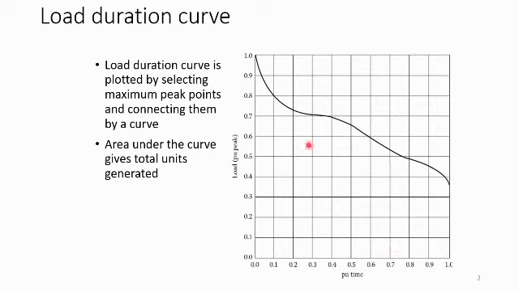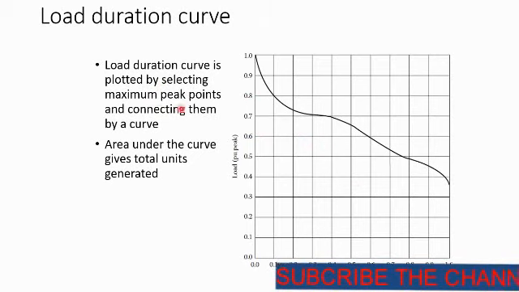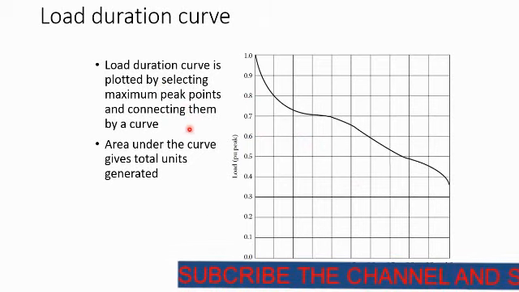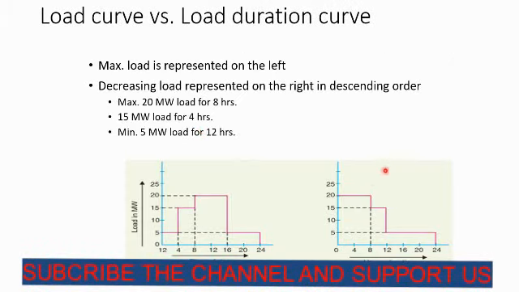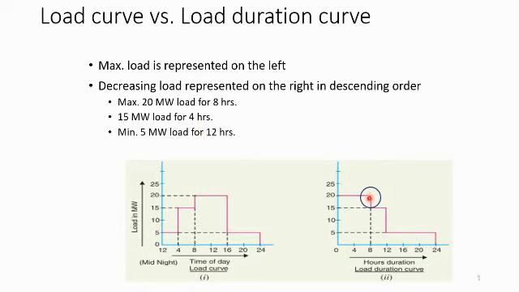The question arises, how can we plot the load duration curve? It is simple. The load duration curve is plotted by selecting the maximum peak points and connecting them by a curve. Let's go back. Here we can see the maximum point is here, the maximum point is here, and the maximum point is here. So by joining them together we can plot the load duration curve.